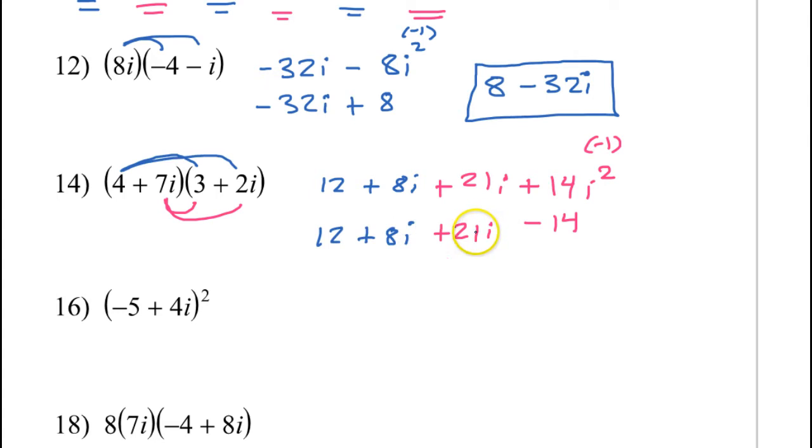Okay, so now just combining my like terms. I've got 12 and I've got minus 14. That's negative 2. And then I've got 8i and I've got 21i. Well, that's 29i. So I have negative 2 plus 29i. So that will be the final answer for number 14.